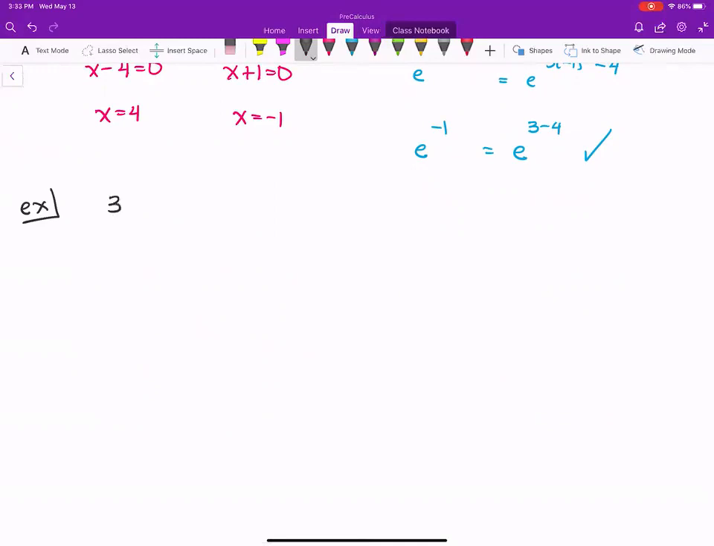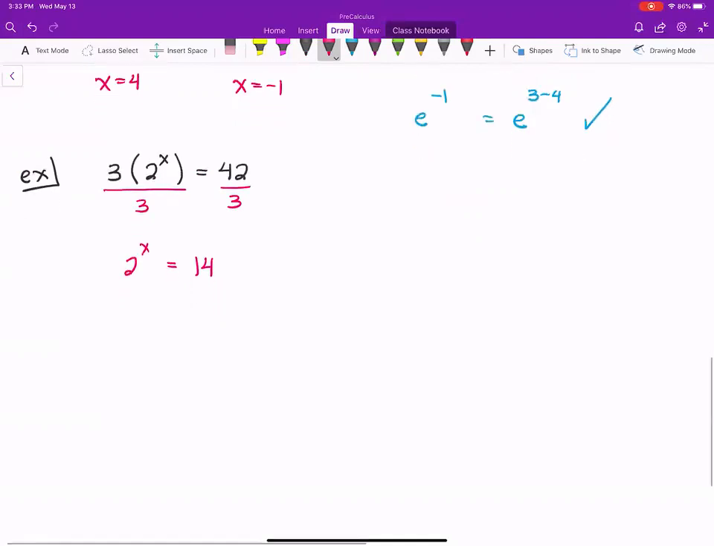Okay, I can do 3 times 2 to the x equals 42. So first thing I'll do is divide both sides by 3. And that'll give me 2 to the x equals 14. If I can make the bases the same, I would do that, but 2 raised to a power does not give me 14. So one of 2 ways, either take the log of both sides and make the base the same as the base that we have, which is what I'm going to do.